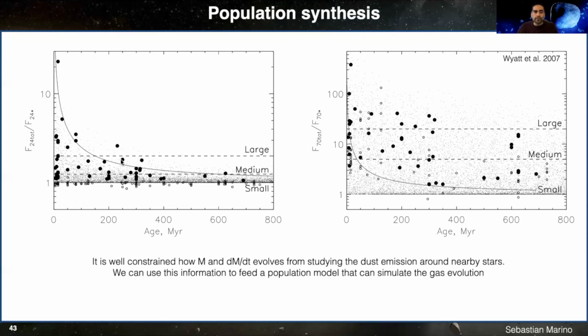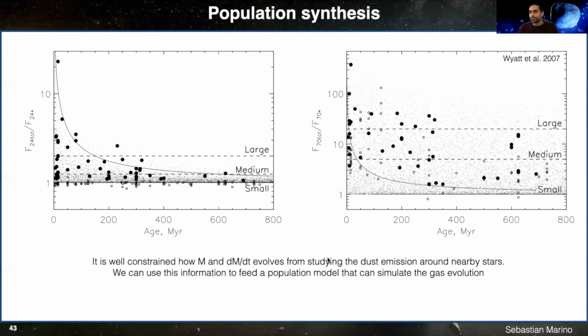And those models were able to reproduce the dust evolution very well. Okay, so those models constrain very well how M, the dust mass or the belt mass, evolves. So we can take the information from those models and use it as an input to model the gas.